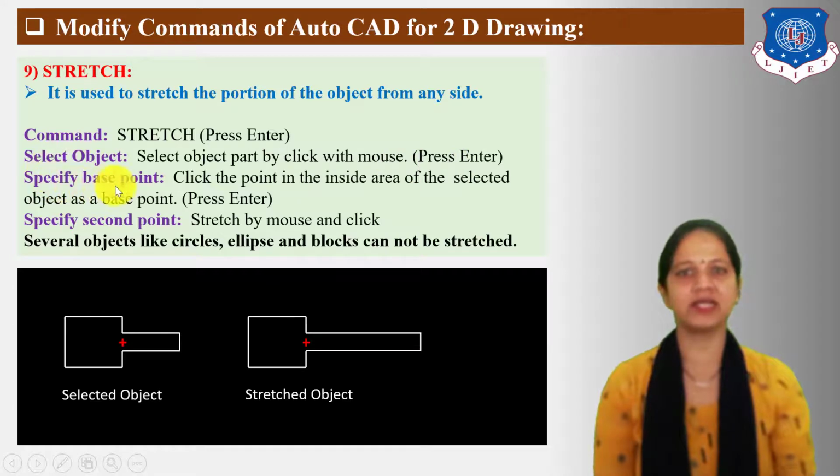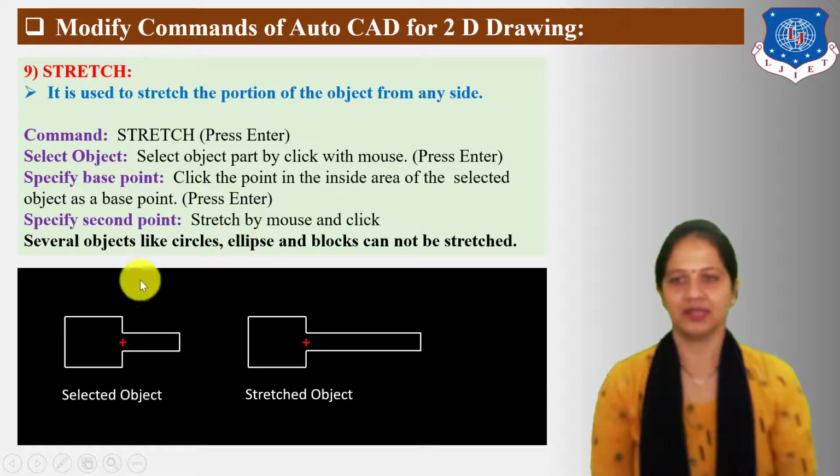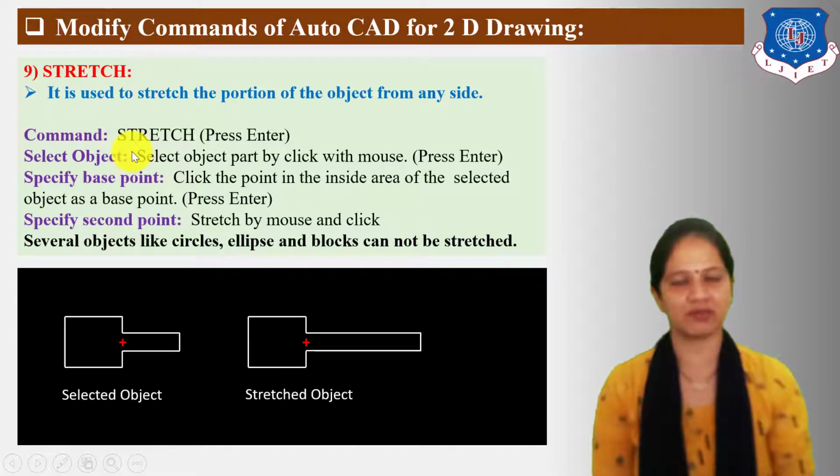The next statement displayed in the command area is specify base point. Click a point in the inside area of the selected object as a base point, then press enter. The next statement displayed in the command area is specify second point. Stretch by mouse and click. Several objects like circle, ellipse and blocks cannot be stretched by using the stretch command.